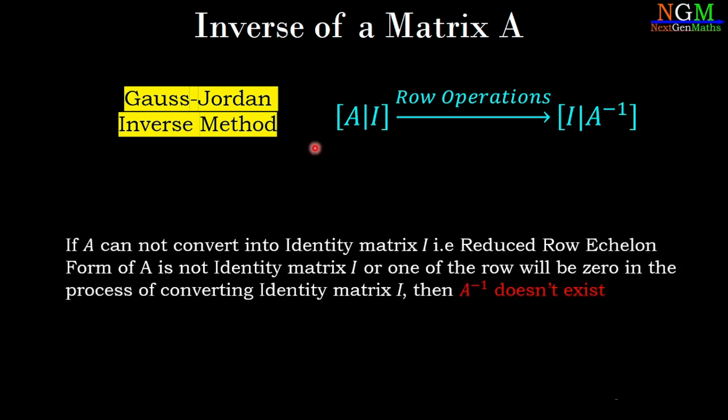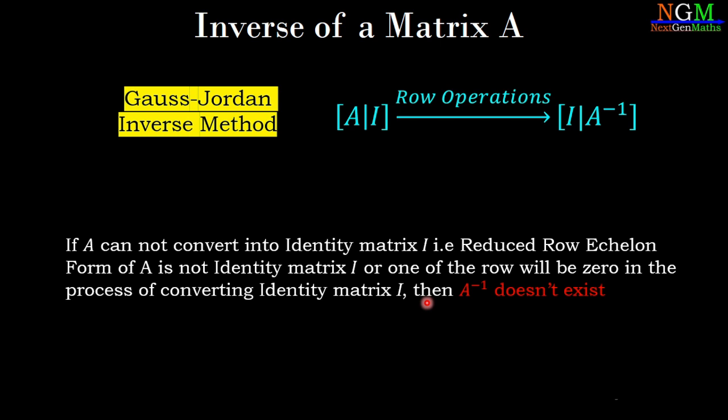Note that if A cannot be converted into the identity matrix, or the row echelon form of A is not the identity matrix, or one of the rows becomes 0 in the process of converting, then A inverse does not exist.